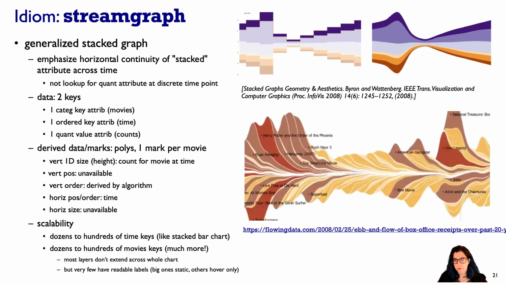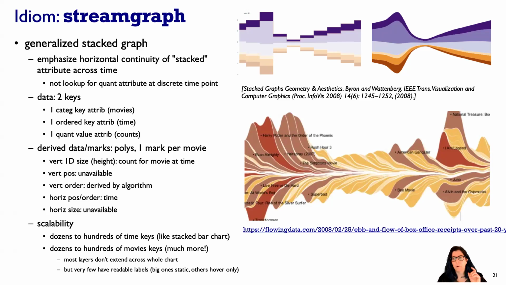Now, let's look at a real-world example of how this has been used. What's really interesting about this is the scalability. Just like a stacked bar chart, right? We could have hundreds of time values. But unlike the stacked bar chart, we can have a lot more movies, right? With the stacked bar, we've already said, oh, you couldn't have hundreds. But with this, you can. And why? Because most of these movie layers do not extend across the whole chart. So there's a way in which they're sort of sharing that space. And again, these are algorithmically determined here. The paper on top is a reference to a bunch of different ways of actually designing that algorithm.